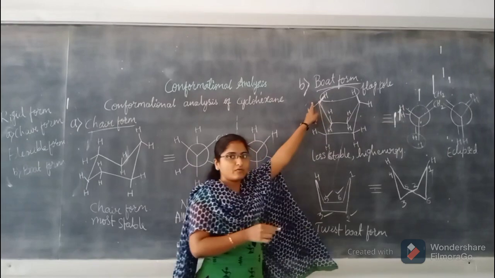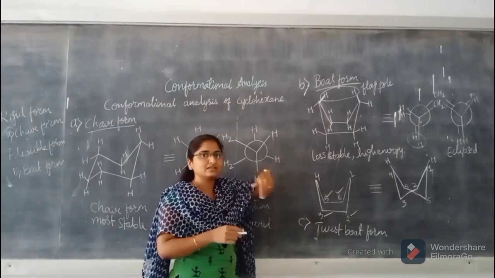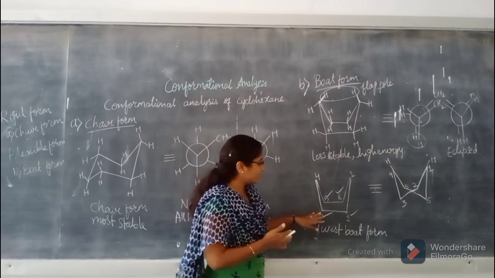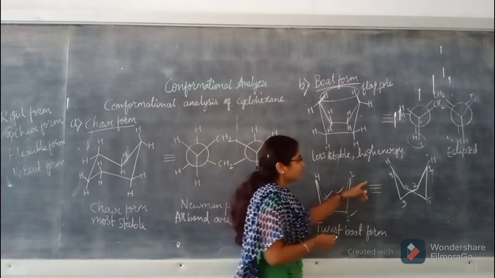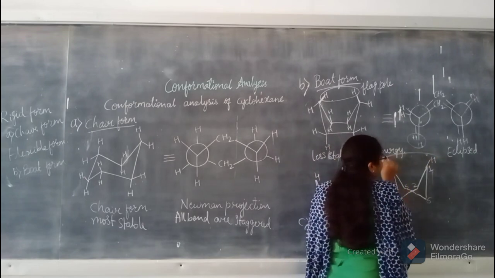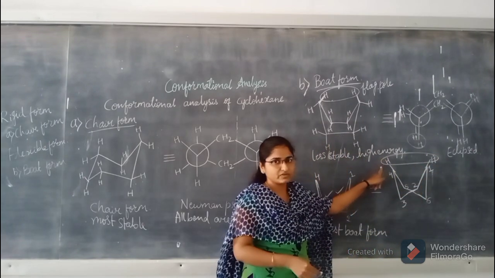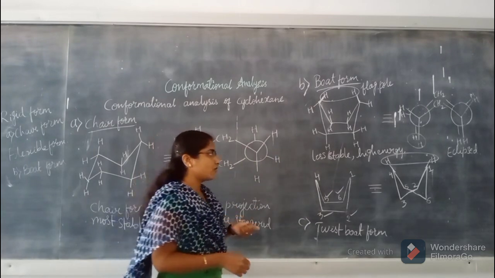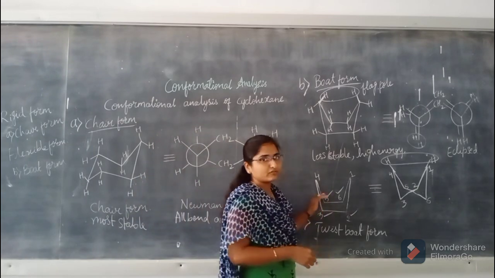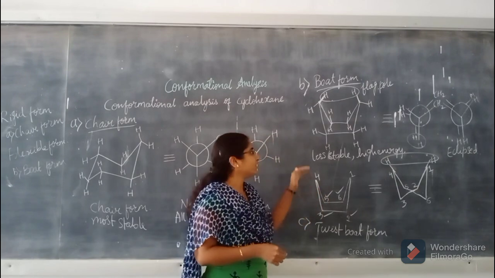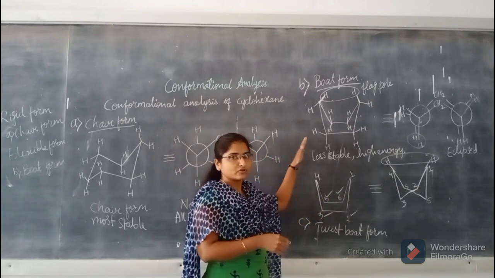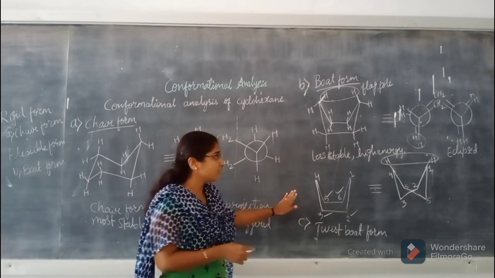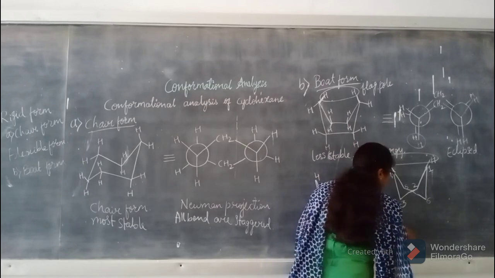In the boat form, they are nearer to each other and interfere with each other, causing strain in the molecule. But when you twist these four carbon atoms, see here, your flagpole hydrogens move apart from each other. This reduces the strain in the molecule and leads to greater stability of the twist boat form when compared to the boat form. So comparing these two forms, the twist boat form is more stable than the boat form.